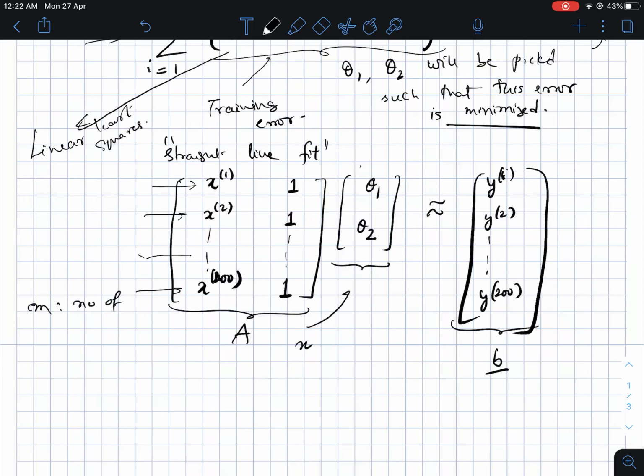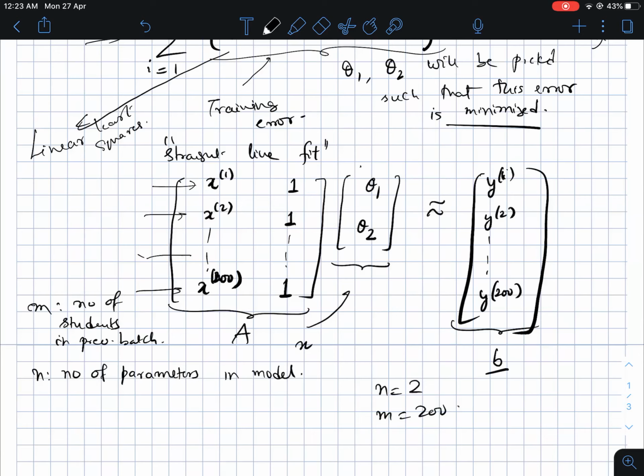M will be the number of training data points, so the number of students in the previous batch in this case. And n here will be the number of parameters in the model. So here n is 2 and m is 200.